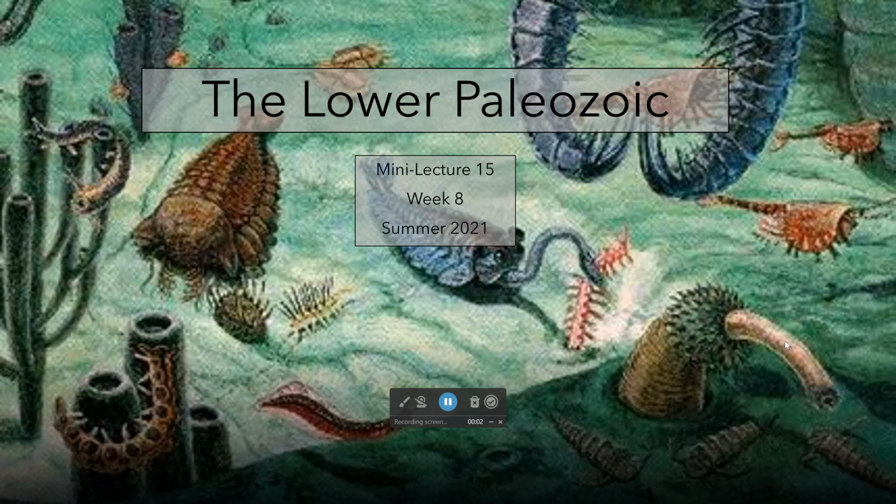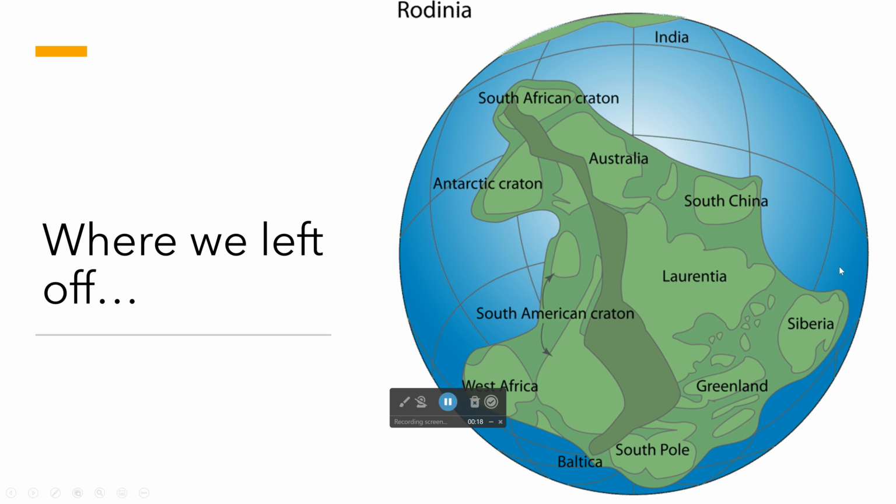Hey everybody! For today's mini lecture, which is mini lecture 15, we are taking a look at the lower Paleozoic, which are really the Paleozoic rocks in our subsurface, so the ones that we can't see here in Nebraska. Now, the other day, when we discussed the Precambrian, we had left off with the development of the continent of Rodinia. Now eventually, plate tectonics works its magic as it does, and Rodinia once again begins to break apart.